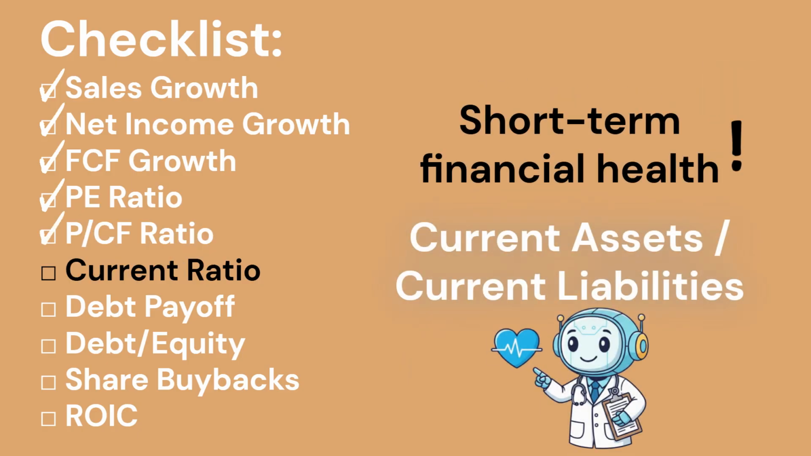The current ratio is a liquidity ratio that measures a company's ability to pay off its short-term debts and liabilities with its short-term assets. In simple terms, it's a quick way to see if a company has enough cash and other liquid assets to cover its obligations that are due within 1 year.